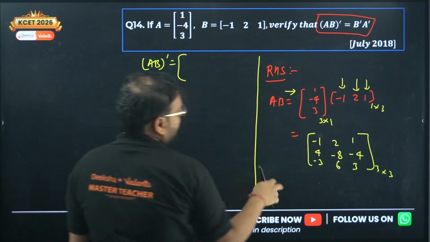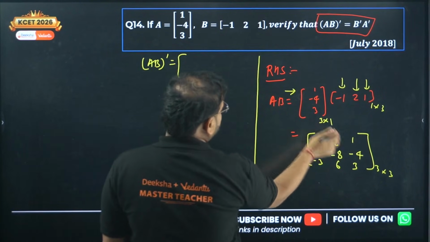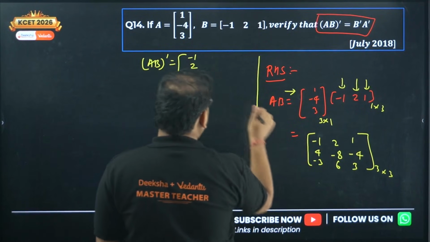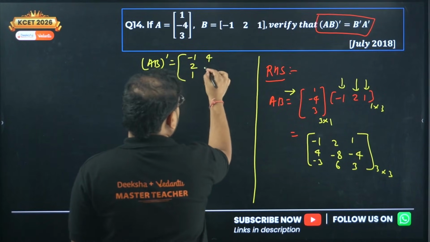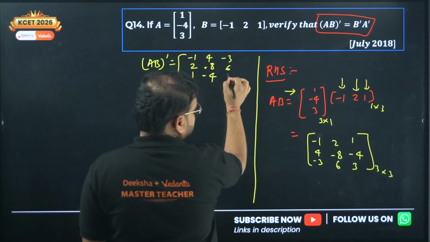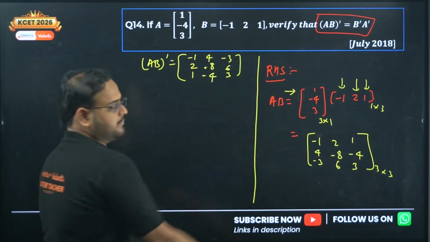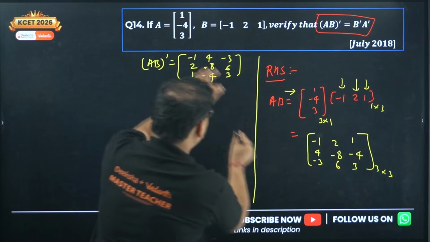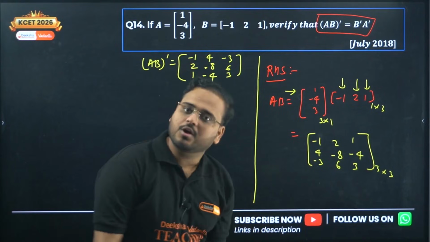Transpose it. Row will become column. So I'll have minus 1, 2, 1 over here. And 4, minus 8 and minus 4 over here. And minus 3, 6 and 3 over here. Transpose is done. What I've done here is taken the row, made it a column, and so on for all the 3 rows.